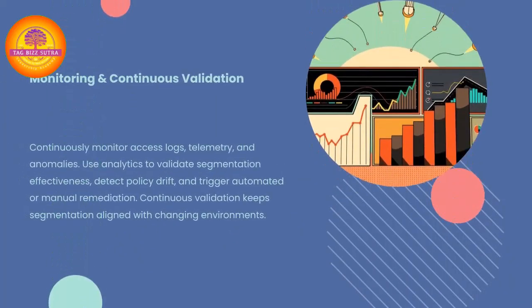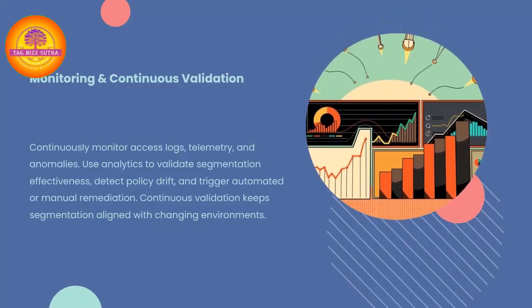Continuously monitor access logs, telemetry, and anomalies. Use analytics to validate segmentation effectiveness, detect policy drift, and trigger automated or manual remediation. Continuous validation keeps segmentation aligned with changing environments.